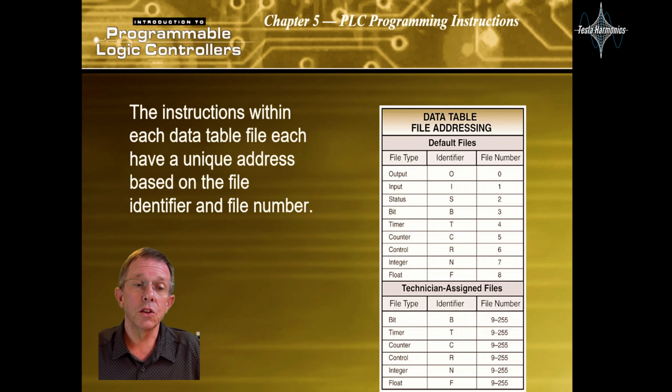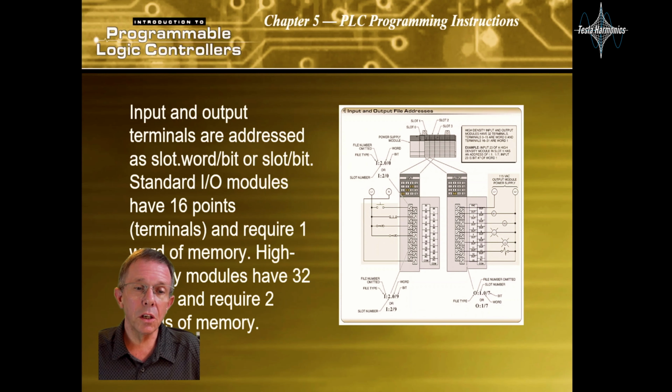The instructions within each data table file each have a unique address based on the file identifier and the file number. Input and output terminals are addressed as a slot.word/bit or slot/bit. Standard I/O modules have 16 points or terminals and require 1 word of memory. High-density modules have 32 points and require 2 words of memory.